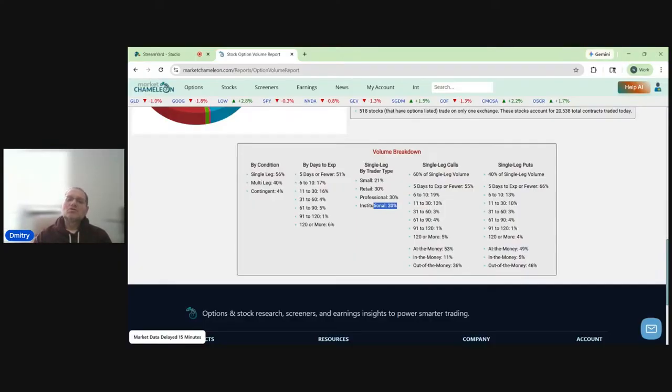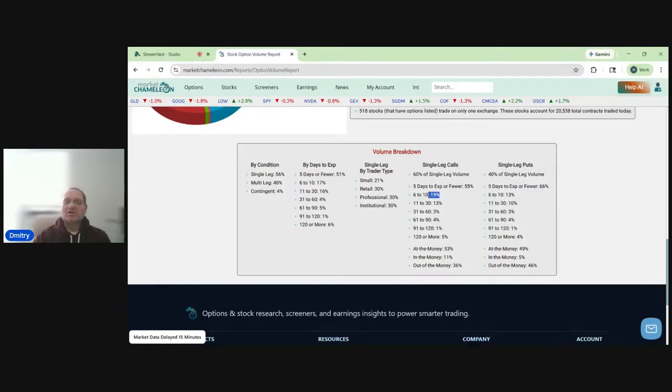So then, single leg calls, single leg puts. What if we just divided up the single leg options and looked at the calls versus puts? Out of those single legs, 60% of the volume was in the calls, 40% in the puts. In the calls, 55% were in options with 5 days or less, while in the puts, 66% of the volume was in options that expired in 5 days or less.